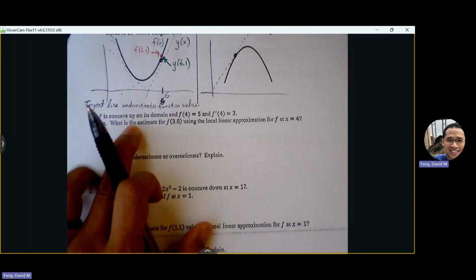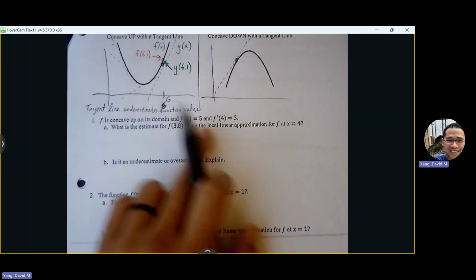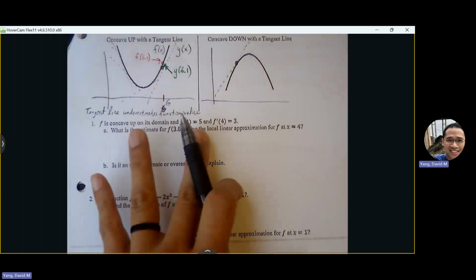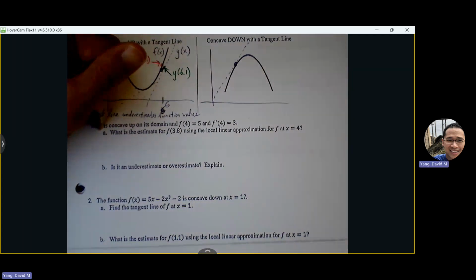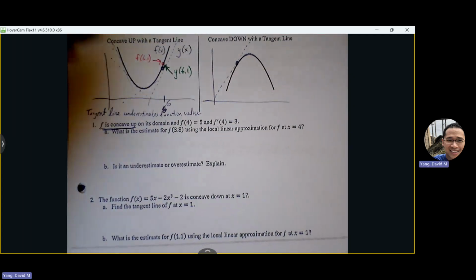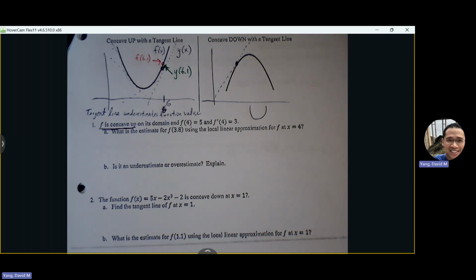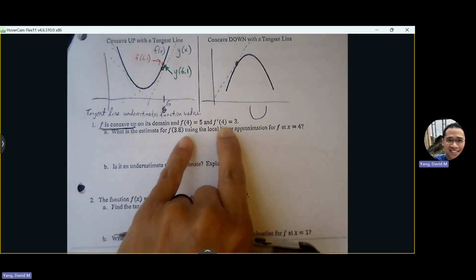So number one, we have our function that is concave up on the domain. Now we're dealing with a separate function. It's not these two graphs anymore. But we do have some information that is going to help us. We know the graph is concave up, so we know our graph is going to have a U shape that's opening up. And we have an ordered pair and a slope.